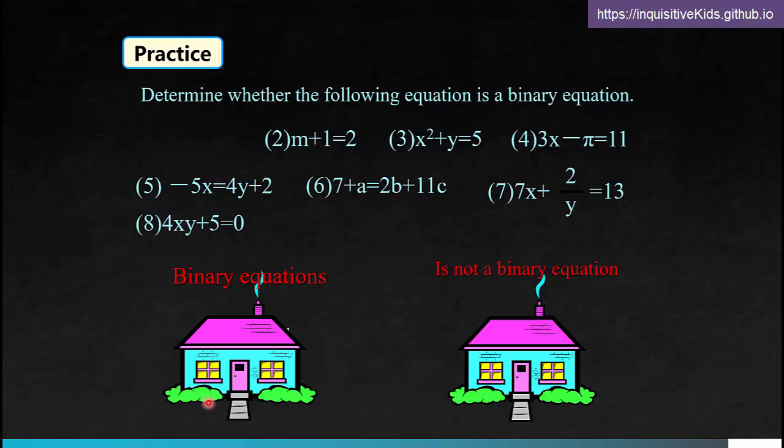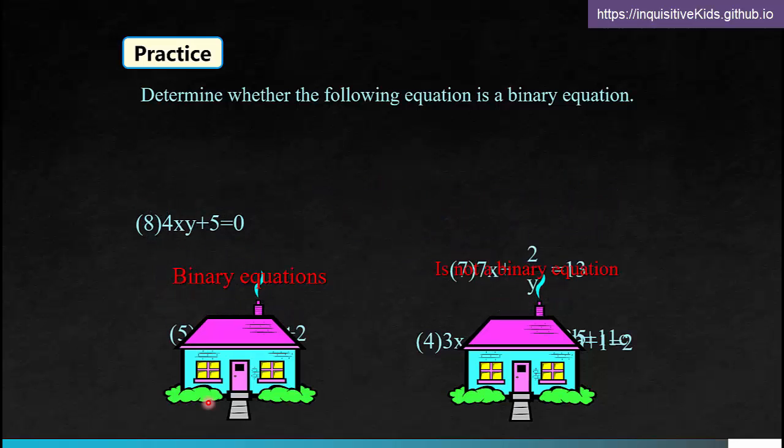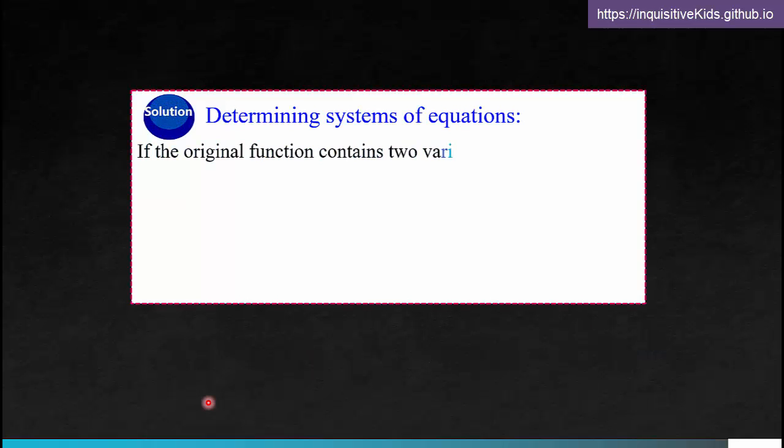So 1 would be a binary equation, 2 would not be, 3 would not be, 4 would not be, 5 would be, 6 would not be, 7 would not be, 8 would not be. So this should be your final answer. If you're checking, you can go back and see the answers to each of these different problems.